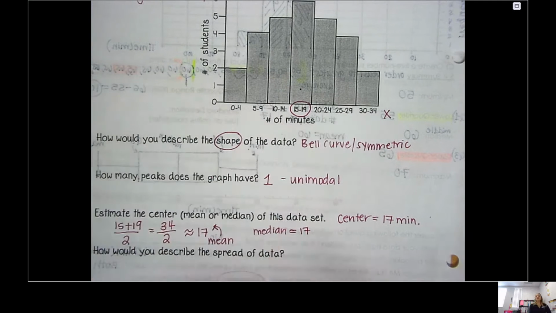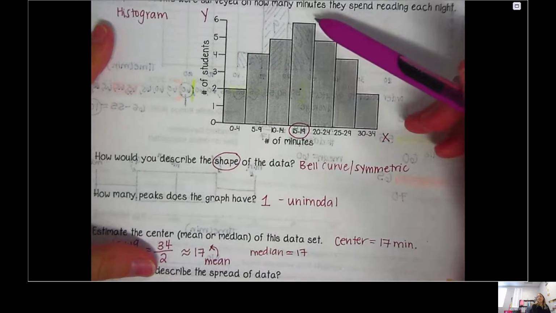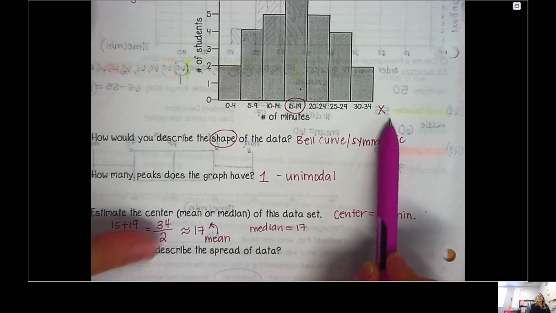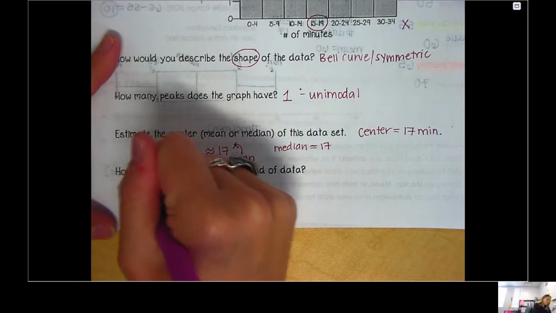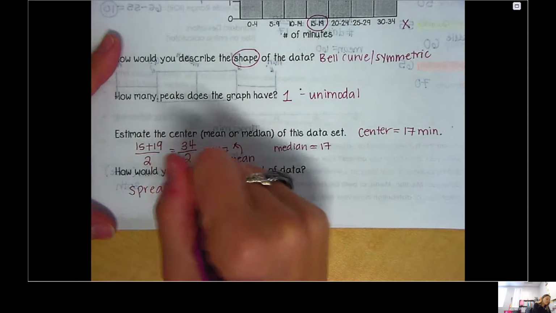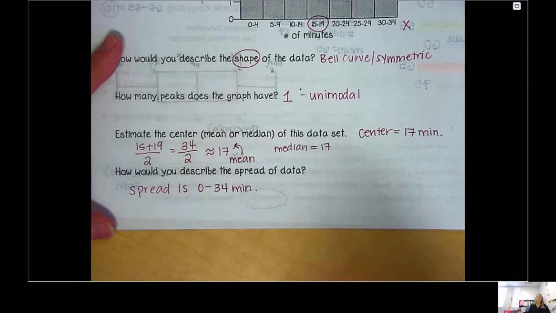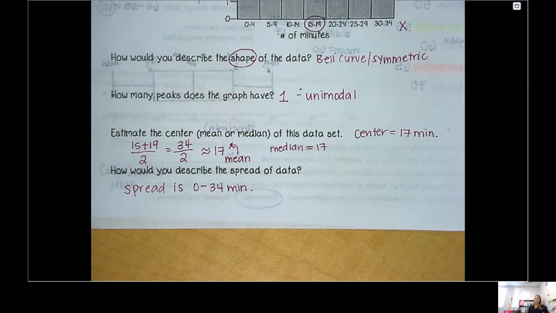You're looking the wrong way. So you're looking at the number of students that I interviewed. That's okay. I'm trying to look at the number of minutes. So my data is spread out from 0 to 34 minutes. I would say that that's pretty spread out, right? From 0 to 34. That's a pretty wide distance.